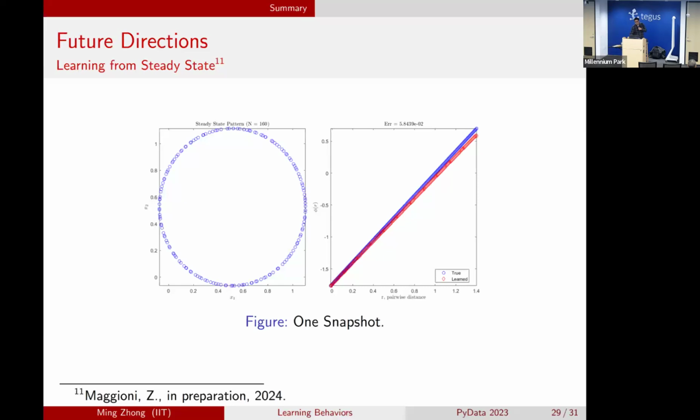Okay, the reason why I want to do that is because if you look at crystals, they already settle down to a steady state. There's no dynamics there. They only have one picture. So this is why we want to do steady state learning. With one snapshot, are you still able to produce the interactions to tell what's happening with these systems, okay? So that you can reproduce or control these kinds of patterns of behaviors, okay?